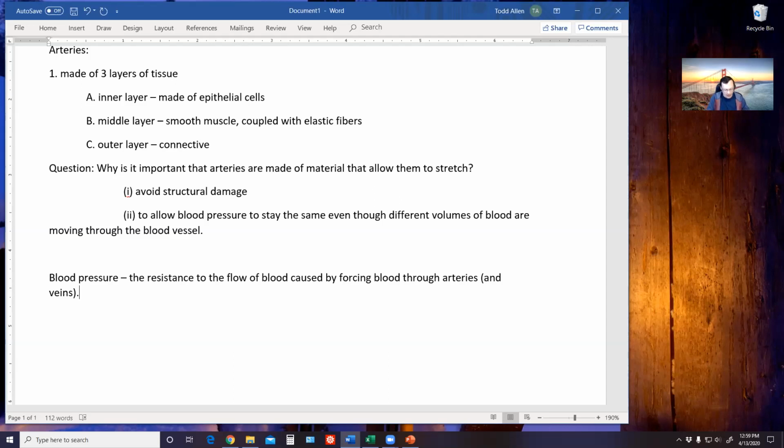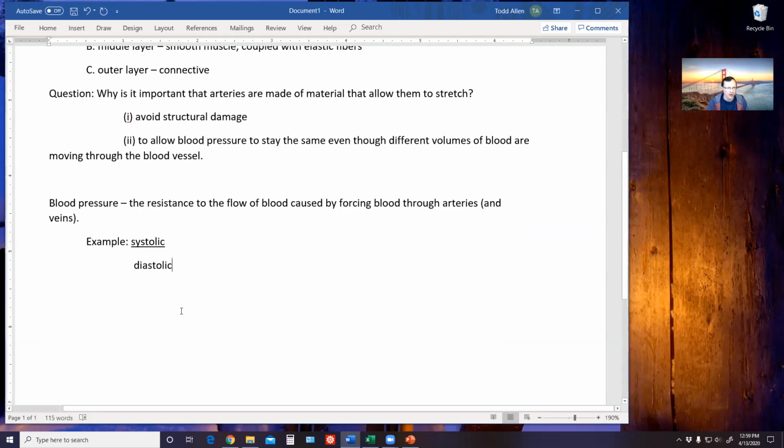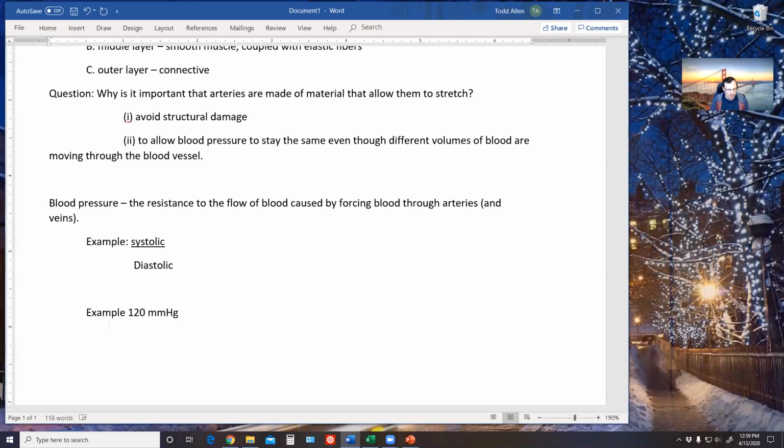Now, typically, when you measure blood pressure, you get two numbers, systolic and diastolic. Systolic is the top number and diastolic is the bottom number. Sorry that doesn't look formatted better, but it's hard to do this on the Microsoft document. So systolic over diastolic. As an example, typically you would get 120 millimeters of mercury over maybe 80 millimeters of mercury.